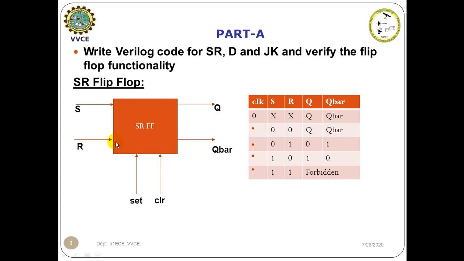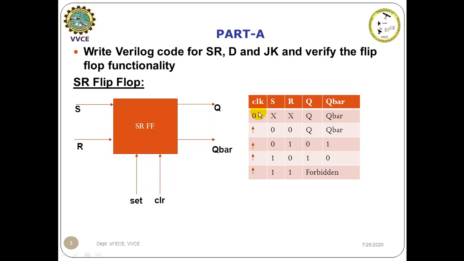This is the system diagram for my SR flip-flop. Here S and R are my scalar inputs. Set and clear are my control inputs. Q and Q bar are the outputs of the flip-flop. And you can observe that this is the truth table of my SR flip-flop.